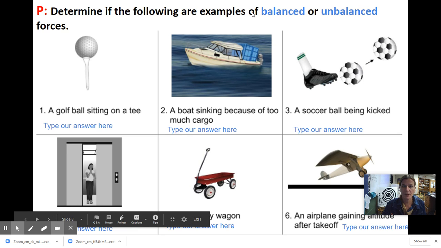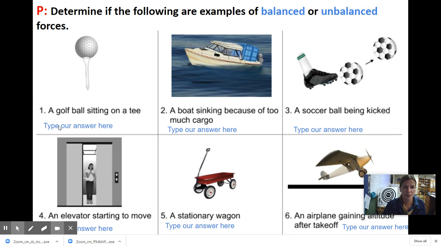Determine if the following examples are balanced or unbalanced forces. So number 1, a golf ball sitting on a tee. A golf ball sitting on a tee is a balanced force because the golf ball is at rest, it's stationary, it's not moving. The amount of force that's being applied to the tee is the same amount of force the tee is applying to the ball.